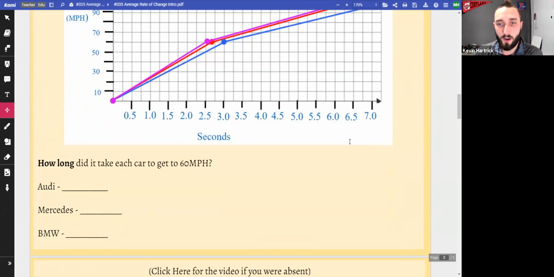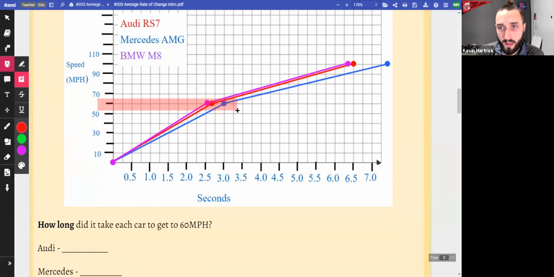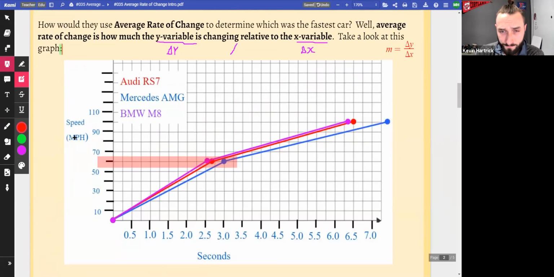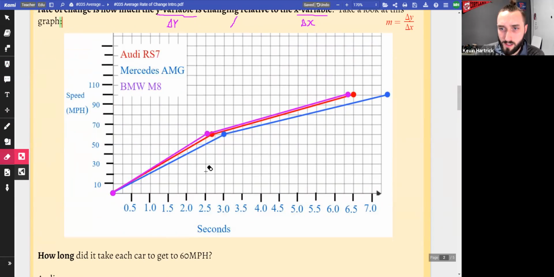So let's start pulling some xy values. So this says, how long did it take each car to get to 60 miles per hour? So we're talking about 60 miles per hour, which is right here. And these are the data points we're looking at, and we're trying to figure out how long did it take each of these cars to get there. So we're going to have to use our thinking caps a little bit because they aren't exact and they're not labeled.